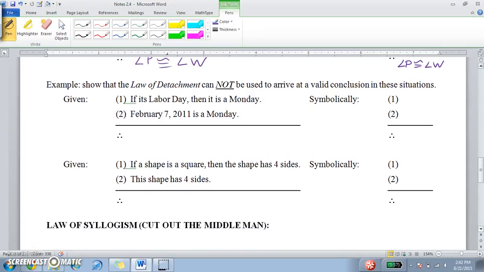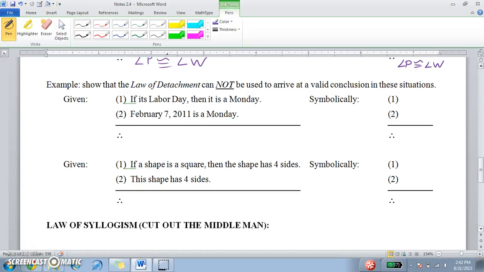Alright, show that the law of detachment cannot be used to arrive at a valid conclusion in these situations. So, the conditional statement says, if it's Labor Day, then it's a Monday. Labor Day is always on a Monday, so if it's Labor Day, then it's Monday. The second says, February 7th, 2011 is a Monday. We cannot conclude that February 7th, 2011 is Labor Day. The law of detachment does not go backwards.